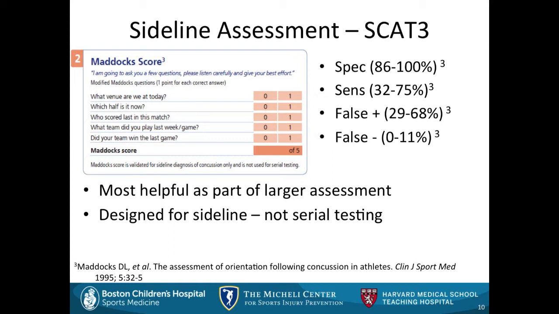So Maddocks in 1995 created this set of symptoms to try and evaluate cognition. Was there something that you could ask athletes on a regular basis that would have some level of regulation to it and show you things? There's five different questions to score. You either get it or you don't, and so there's a total of five scores.